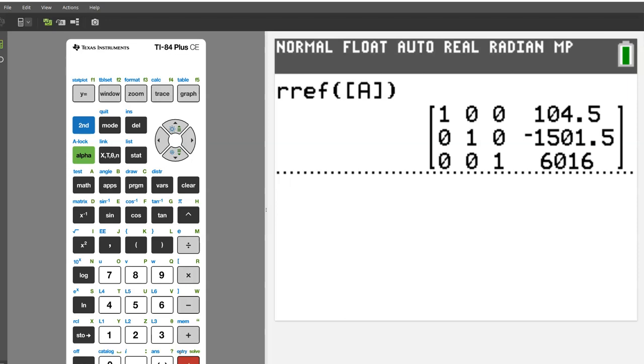And so what this is telling you, remember this was A, B, and C. It's telling you 1a is 104.5. 1b, or just b, is negative 1501.5. And then your 1c is 6016. So these are your values of a, b, and c to write your quadratic.